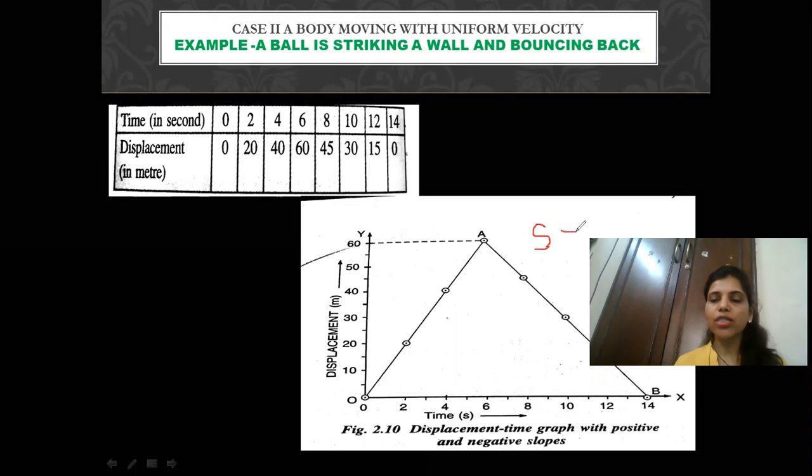So if it is asked what is displacement, you are going to write the answer. Displacement is going to be 0. Okay, children. So I hope till here everything is clear, because the body is coming back to the same position.